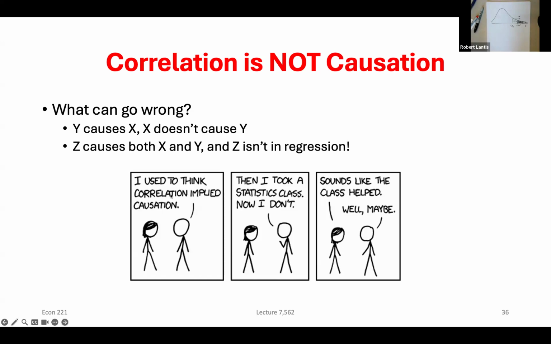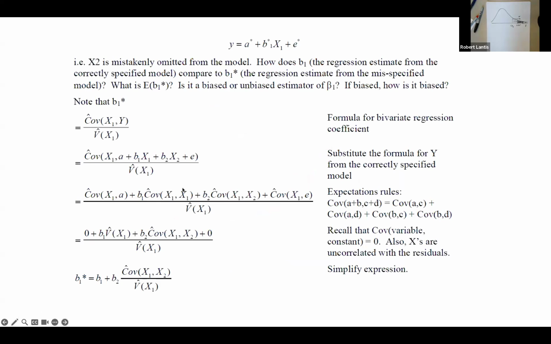So I used to think correlation implied causation. Then I took a statistics class. Now I don't. Sounds like the class helped. Well, maybe, right? Because maybe it wasn't that taking the class helped me have this realization. Maybe it was that I was more likely to take the class because I was intelligent, and it was my intelligence that led me to be able to figure this out. So kind of a stupid little example.